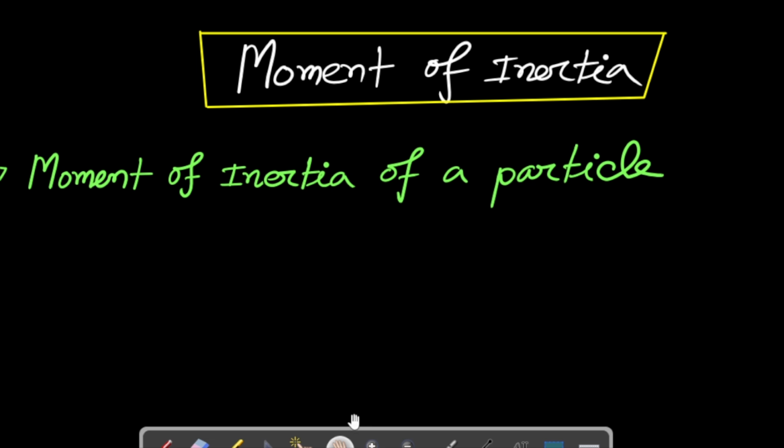When any object rotates around an axis, the mass of the particle turns into the moment of inertia. According to the definition, the product of the mass that rotates around the axis and the square of the perpendicular distance between the rotational axis and the point of the mass is called moment of inertia.